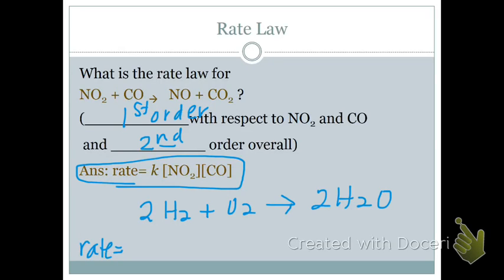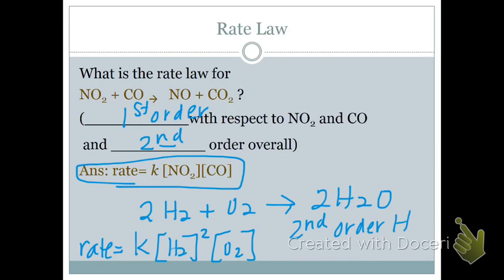Okay, so this would be rate is equal to K, and then we would say [H2] squared, and then [O2]. So it would be second order for hydrogen, first order for oxygen, and then what would it be overall? Third order overall.